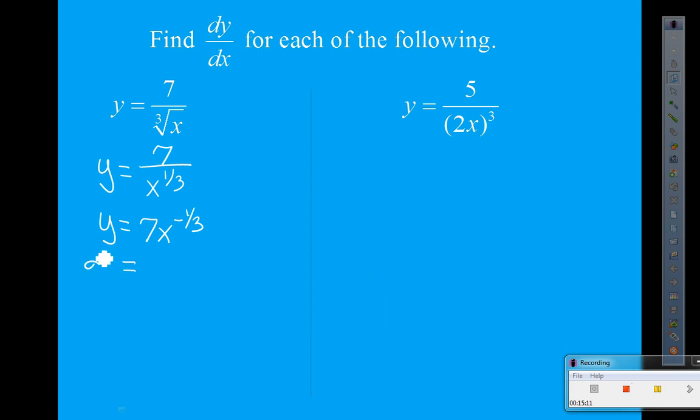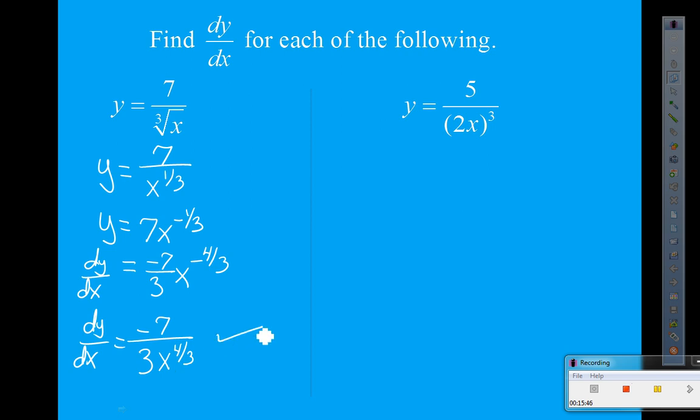So I'm going to have dy dx, the derivative of y with respect to x. Bring down that negative 1/3, so I get negative 7/3 x to the negative 1/3 minus 1, which is negative 4/3. So my final answer, dy dx equals negative 7/3. I'm going to put this in the denominator as x to the 4/3. And then I got it. There's my answer.